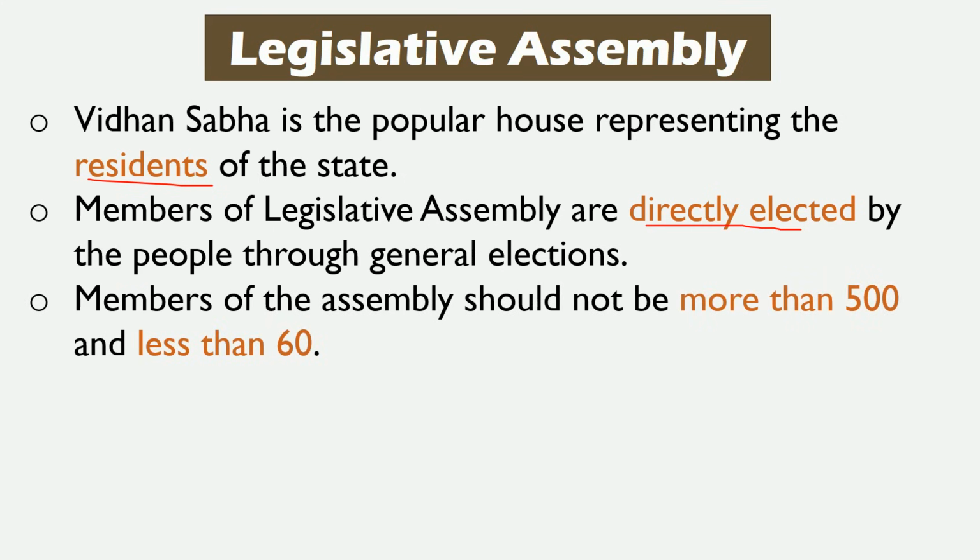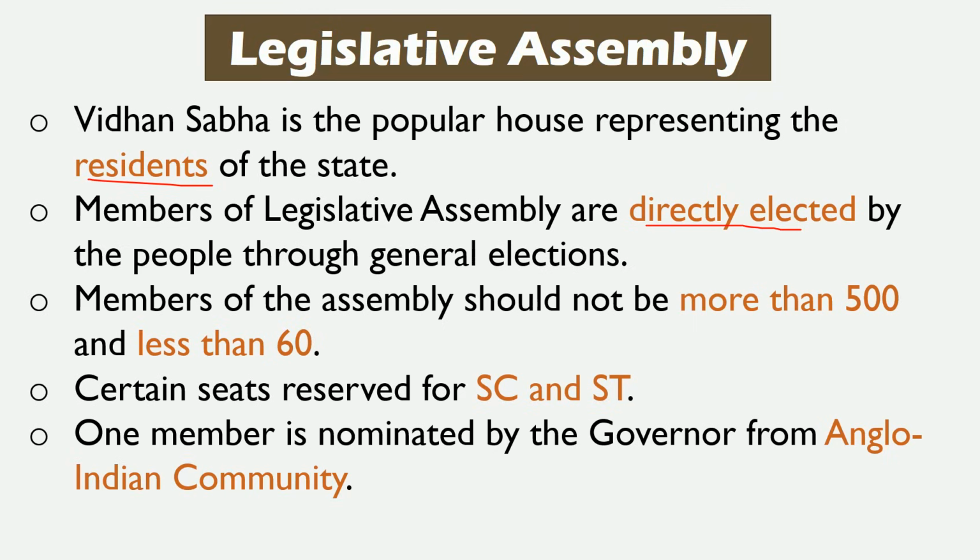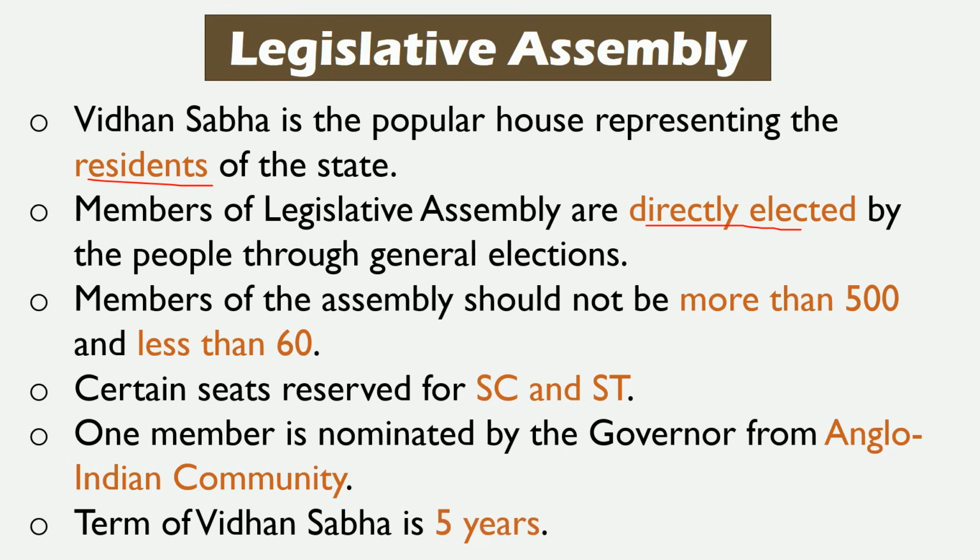The members of the state assembly should not exceed 500 and should not be less than 60. However, a lesser number of seats are fixed by the central government for small states. There are certain seats reserved for SC/ST candidates in a legislative assembly. Further, one member is nominated by the governor from the Anglo-Indian community. As we all know, Vidhan Sabha is a temporary body, its term is for 5 years only, and so it is dissolved after 5 years. However, it can be dissolved by the governor earlier after consulting with the chief minister.